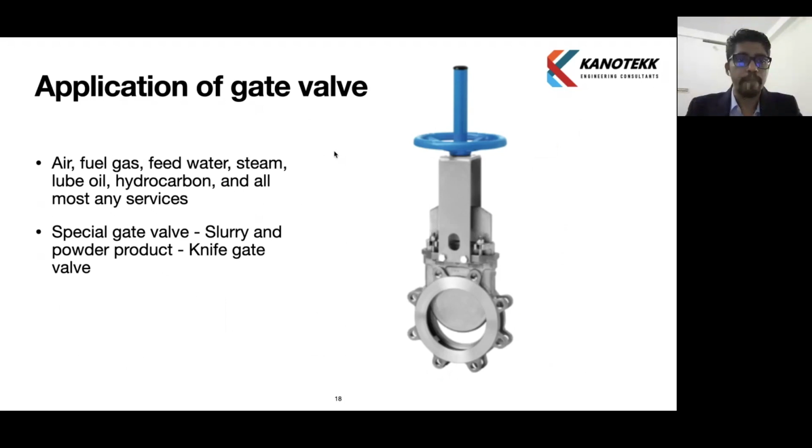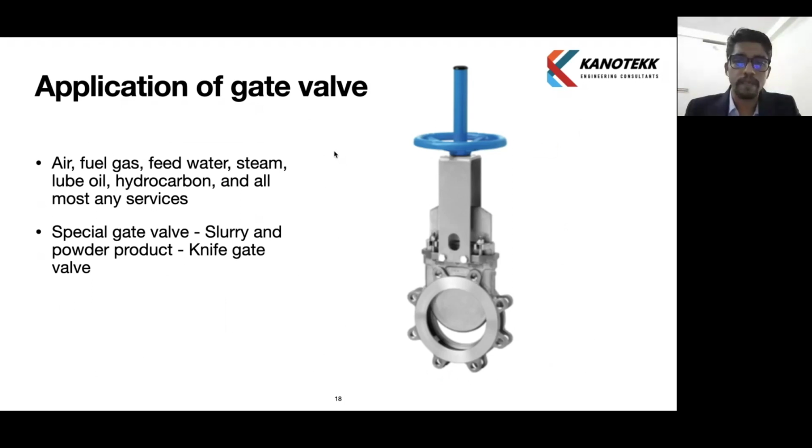Okay, we'll see the application of gate valves. We can use them for almost any service like air, fuel, gas, feed water, steam, lube oil, hydrocarbon, etc. There are special gate valves for slurry and powder products, where we use a knife gate valve. The knife gate valve is used in offshore oil rigs. We can see the knife gate valve application in the mud trough line. Because of the solid particles and the requirement for a long life, we use a knife gate valve.